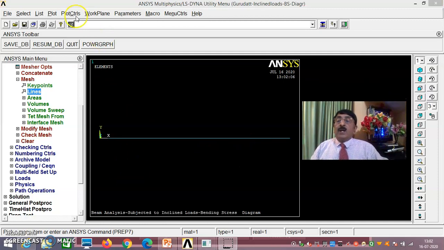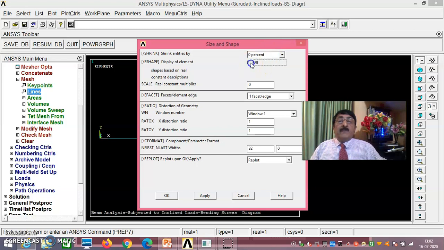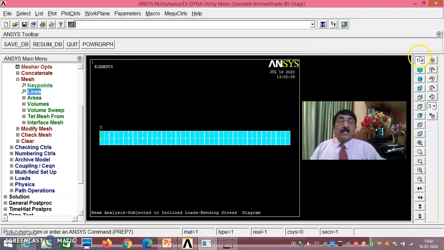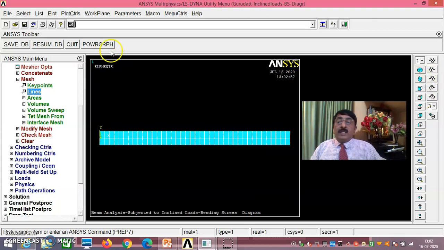It is all correct. Now you see here whether the beam has been oriented properly or not. We have taken up the procedure, and we'll see. Plot controls, style, size and shape, you see. Display elements, now we make it on. Say okay, and just say isometric view. You see here, perfectly it is. It is 0.2 here, 0.3 here, and the load will be applied on this surface. That is the top surface, load will be applied. That means the orientation of the beam is proper.